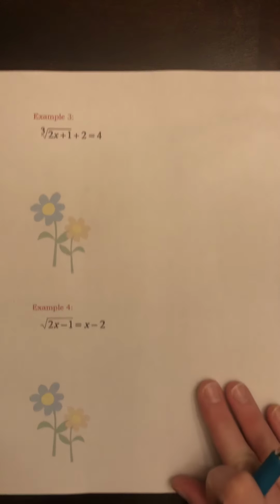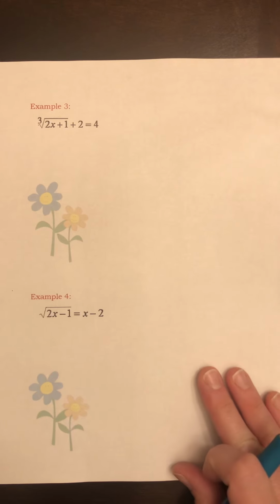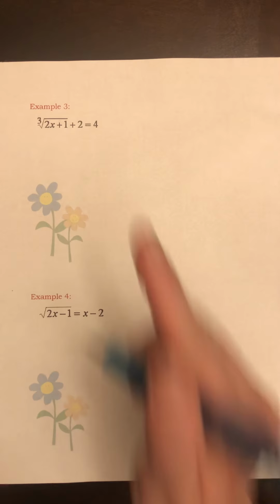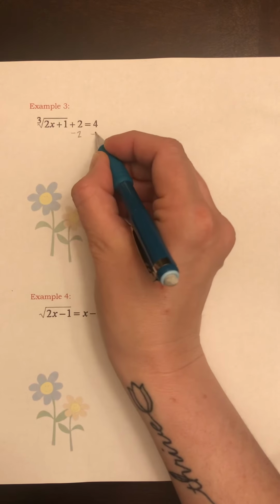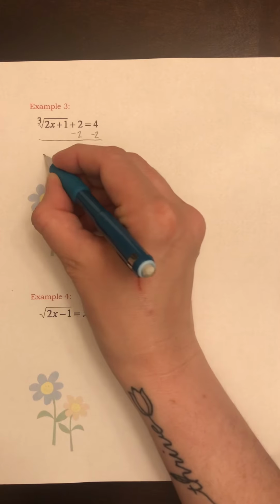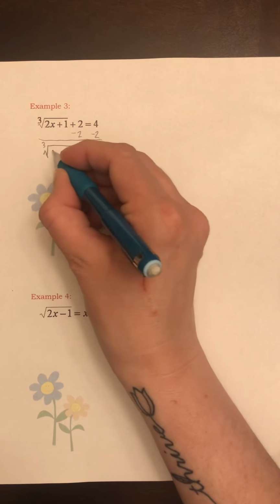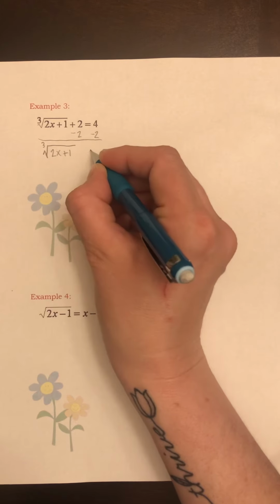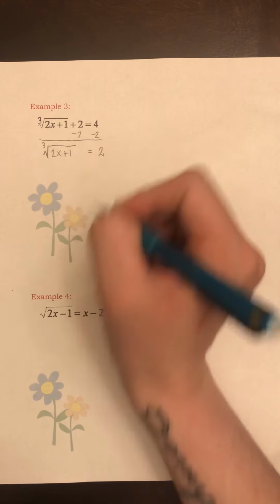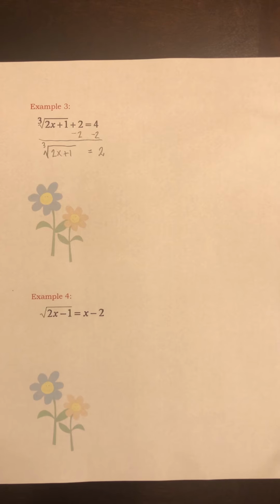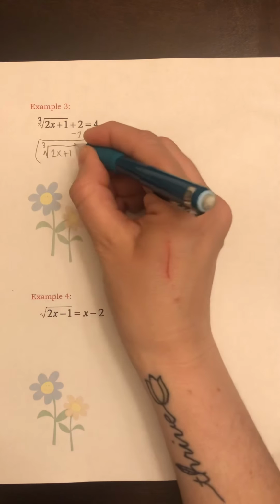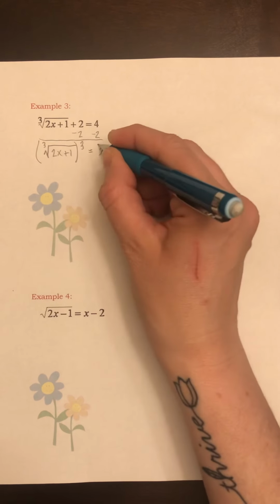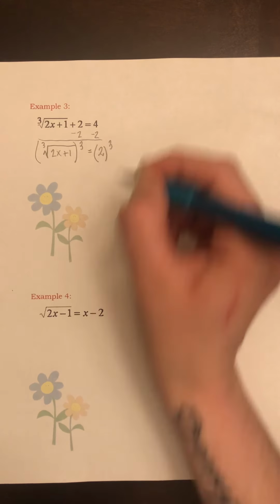Okay, so example number 3, same idea. Step 1, isolate the radical. So I'm going to subtract 2 from each side. So I have the cube root of 2x plus 1 equals 2. So if step 1 is done, now I notice that my index is a 3 because that's a cube root. So I'm going to raise each side to the 3rd power. I'm going to cube it.